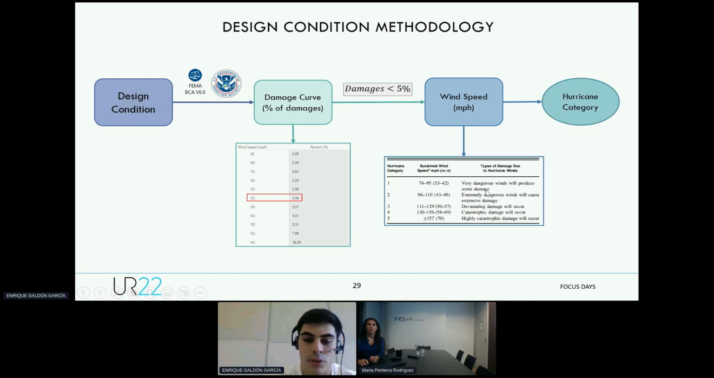Then using the Saffir-Simpson scale that compares the wind speed and the hurricane category, we can estimate more or less the hurricane category that this building can withstand. In this case, if we have a wind speed of 125, it's hurricane category 3. So with this hurricane category, we calculate the design condition. In this case, the design condition is 3.